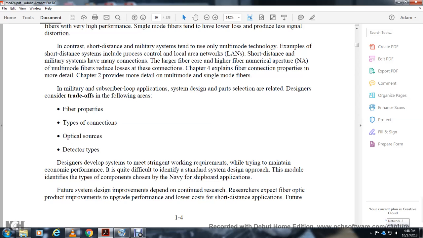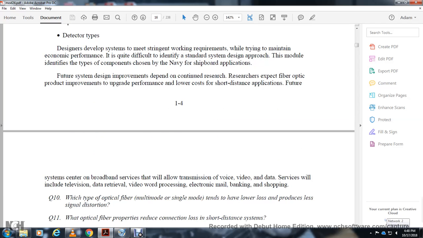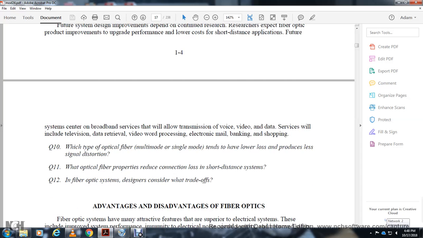Future system design improvements depend on continued research, except for fiber optic product improvements to upgrade performance, lower cost, and extend distance. In the future, systems will center on broadband services that will allow transmission of voice, video, and data. Services will include television, video, word processing, electronic banking, and shopping.